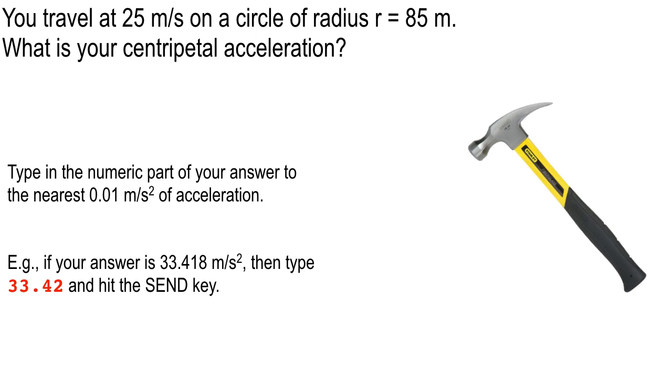Right? The nearest point, 0.01 of acceleration. Carl, you got it? Thirty seconds.